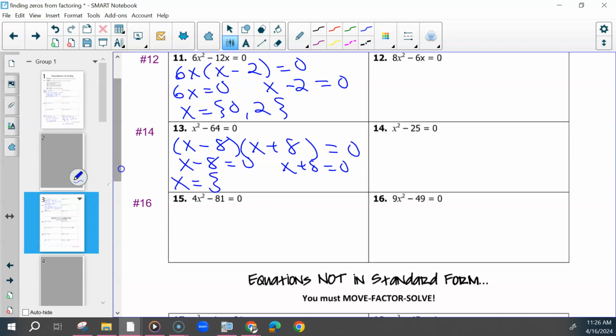So you could write that as separate, or you could write them together as plus or minus 8. Other questions in the section that we want to see, go over, have questions about?